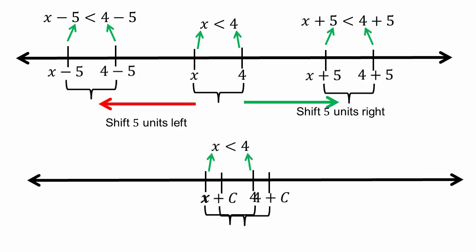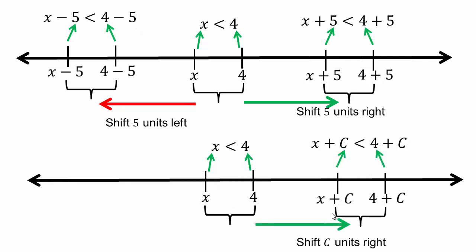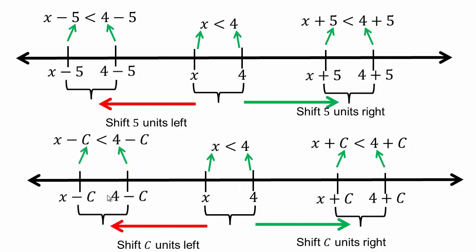So in general, if I were to add c units, c is positive, I'll have x plus c is to the left of 4 plus c, and x minus c is to the left of 4 minus c. So again, the inequality is preserved if you add or subtract the same constant from both sides of the inequality. Same thing will happen if you have equations. So both for equations and inequalities, you can add or subtract the same number from both sides and preserve it.